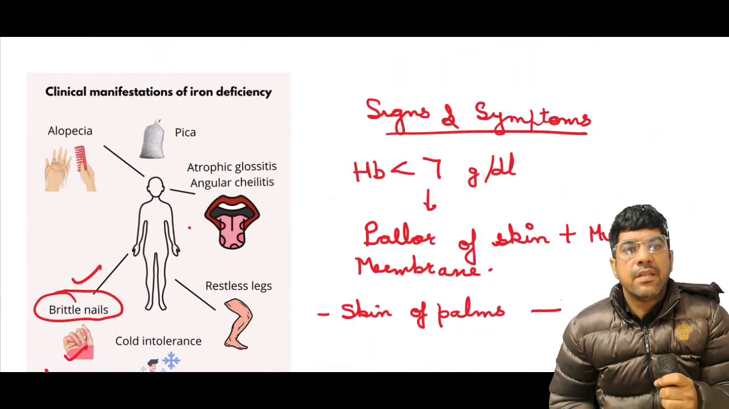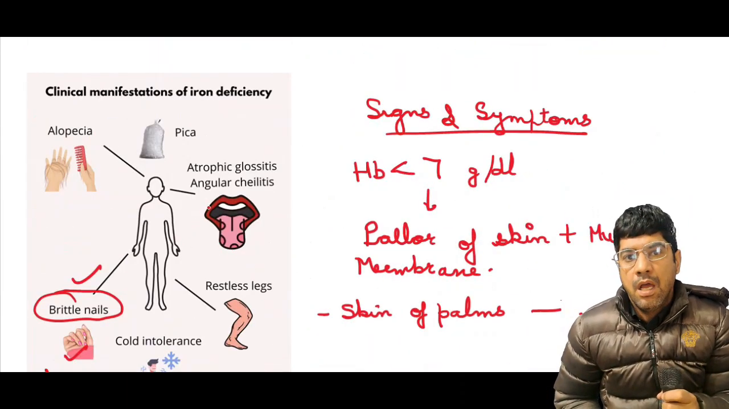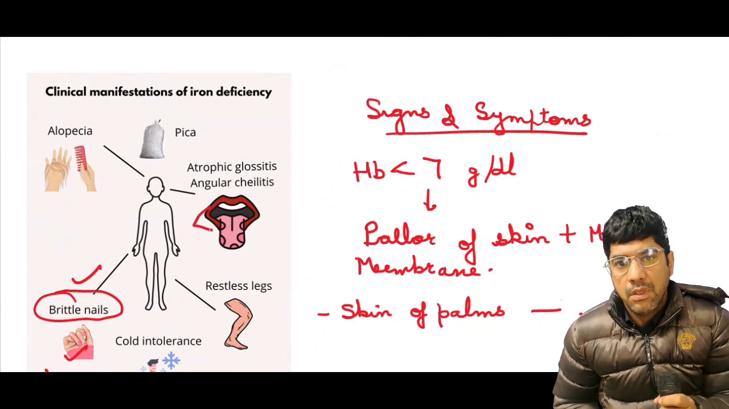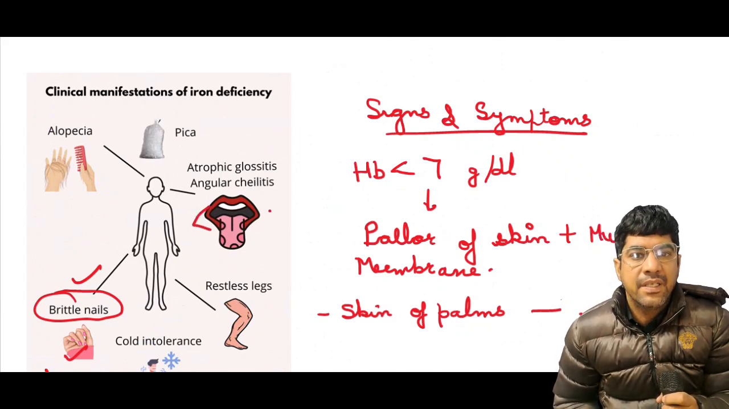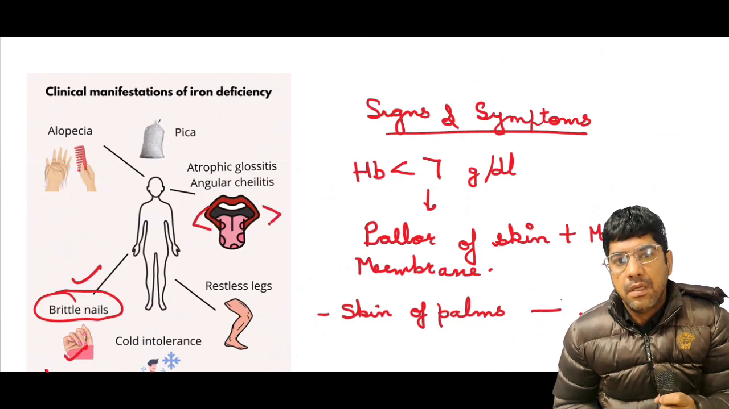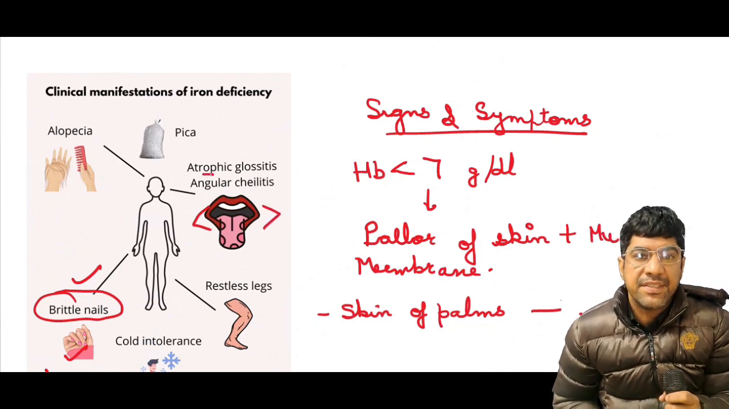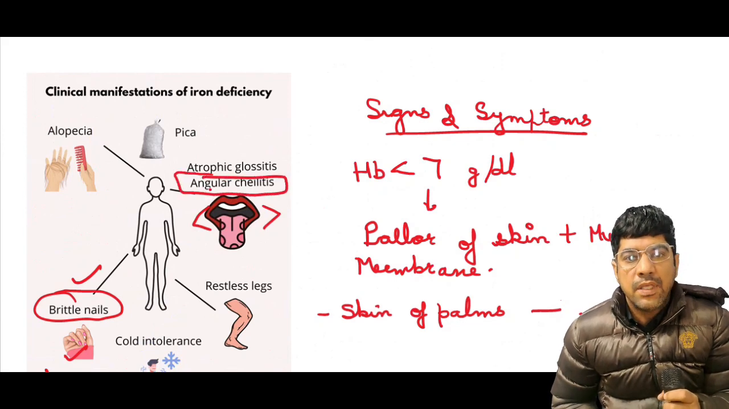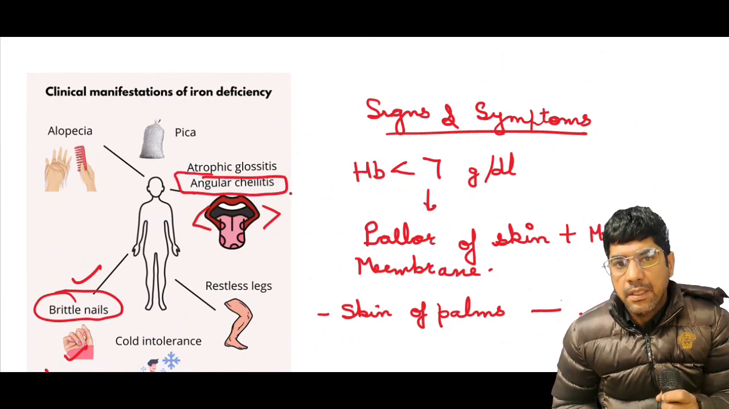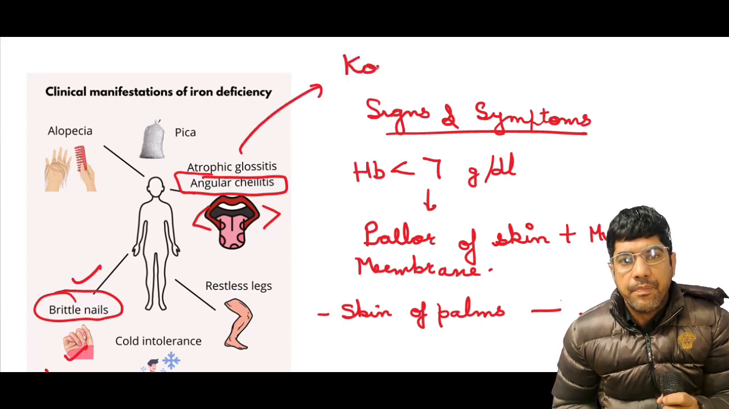Apart from that, what are the physical examinations that you can do? First of all, check for pallor of the skin and mucous membrane. So you have to note the pallor. Apart from that, you can look for specific signs like angular cheilitis and koilonychia that might indicate iron deficiency anemia.